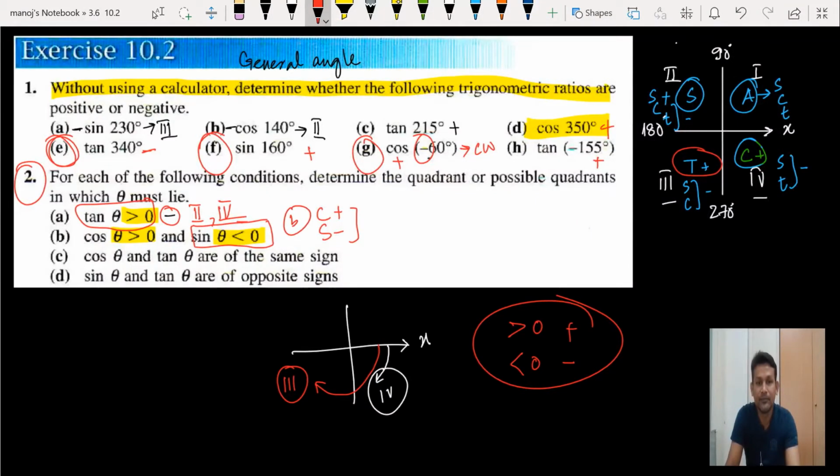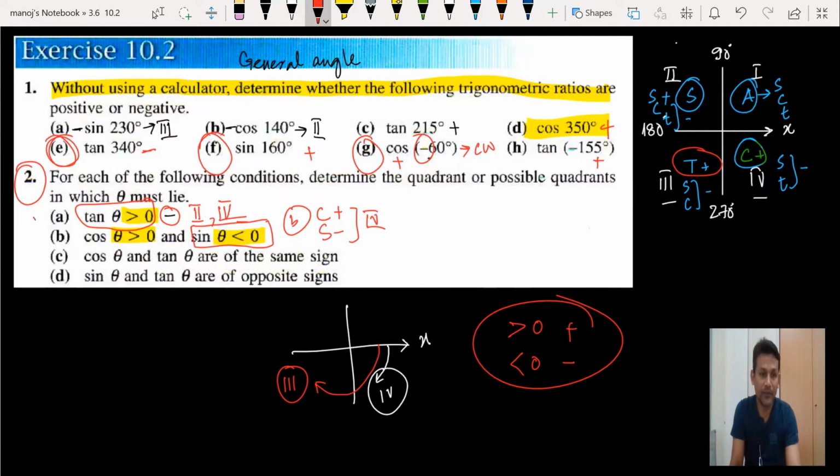Cos is positive here, sine is positive here. In the third quadrant, sine is negative and cos is also negative. But when you move to the fourth quadrant, cos is positive and sine is negative. So this is only in the fourth quadrant.